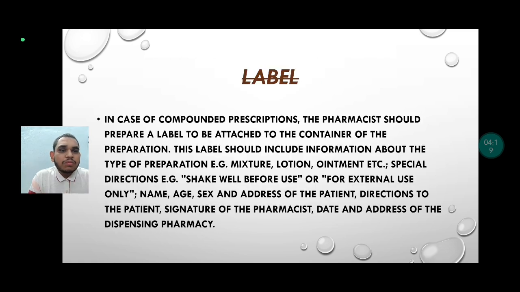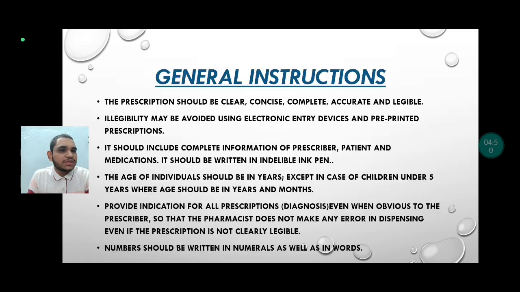Label. In case of a compound prescription, the pharmacist should prepare a label to be attached to the container of the prescription. The label should include information about the type of preparation, for example mixture, lotion, ointment, etc. The special direction, for example shake well before use or for external use only. The name, age, sex, and address of the patient, directions to the patient, signature of the pharmacist, and date and address of the dispensing pharmacy.